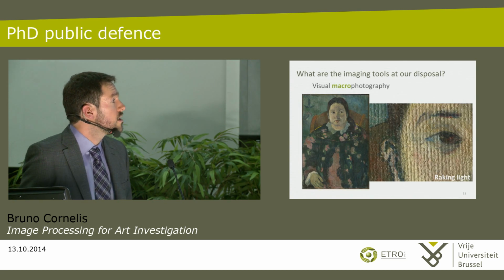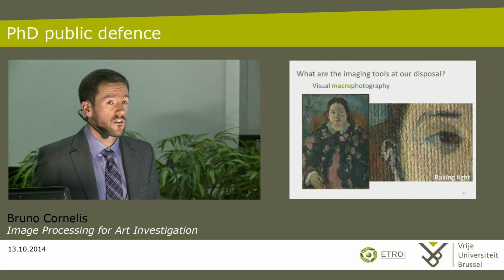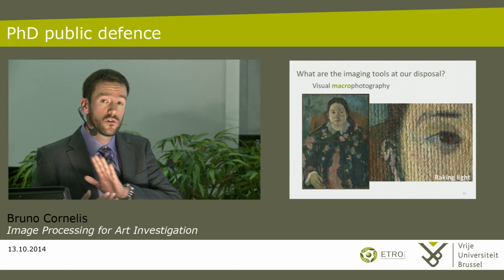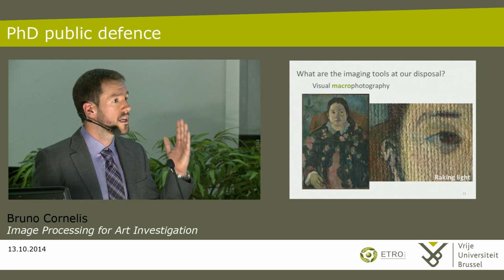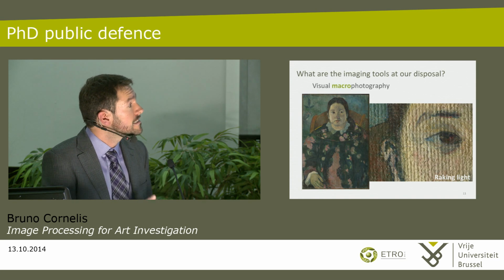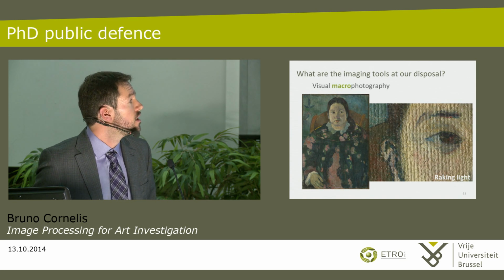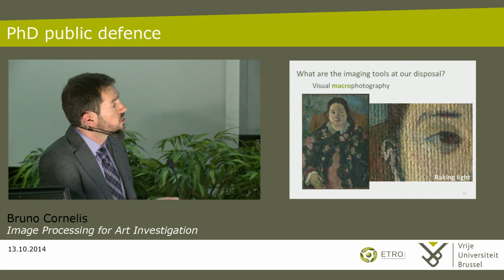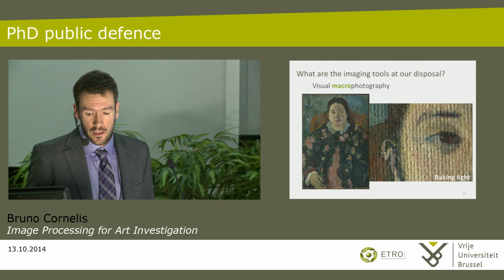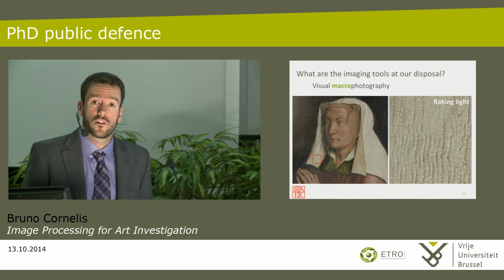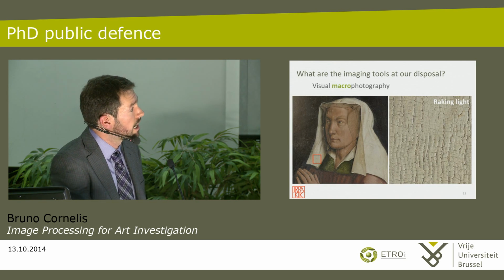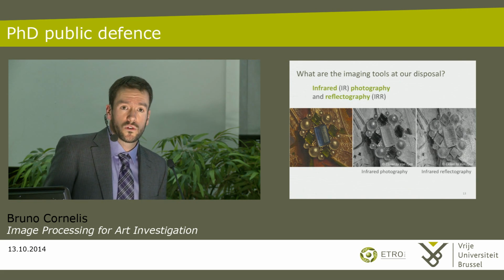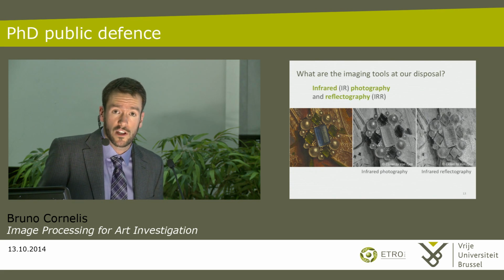A very common way of acquiring paintings in visual macrophotography is to put one of the light sources on the side of the painting so that the light emitted by this light source literally rakes over the surface of the painting and nicely emphasizes the structure of the surface. For example, here you can see the canvas or some brushstrokes or some cracks appearing. They do the same during the restoration of the altarpiece, and here you can see that the cracks are nicely emphasized.